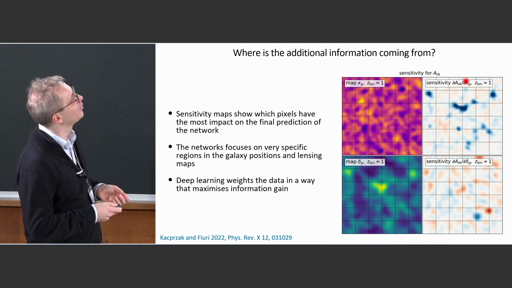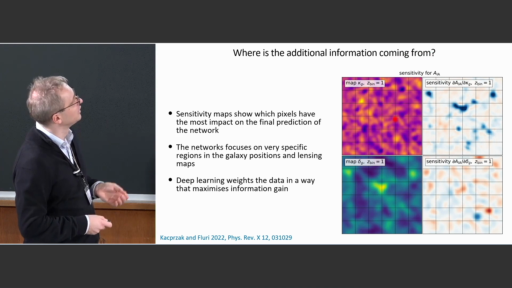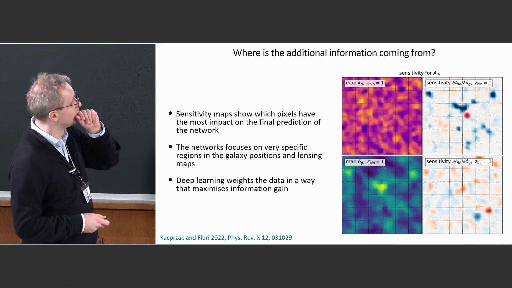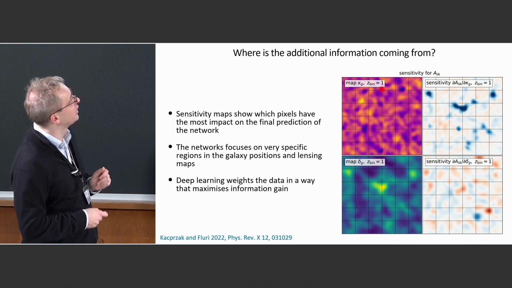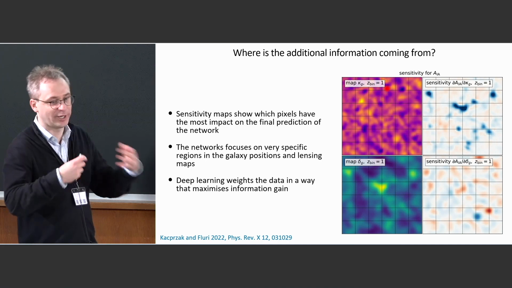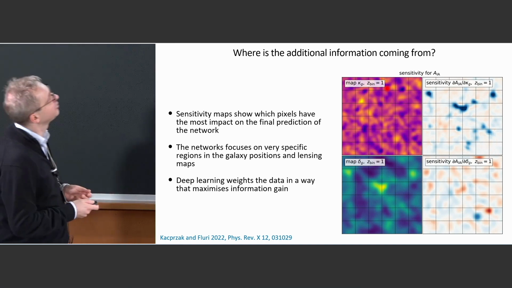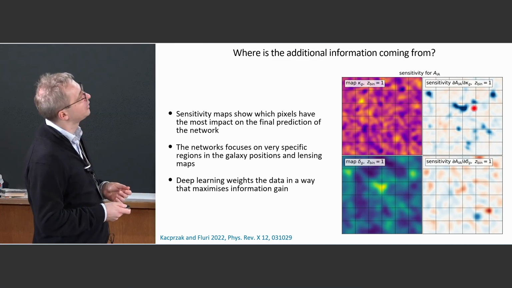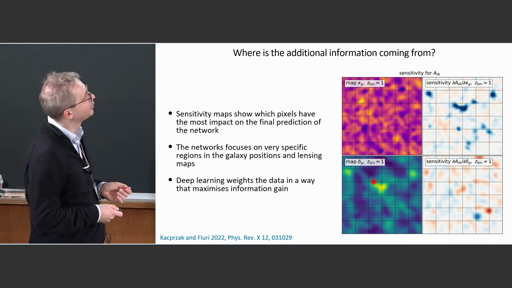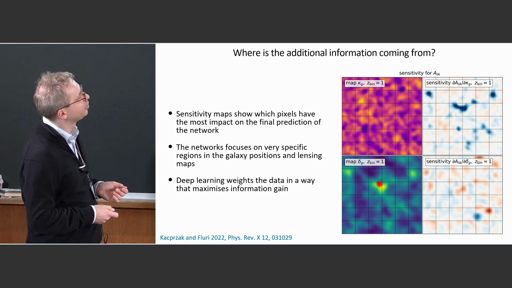So this is the sensitivity map as for lensing. So this is the lensing convergence. And if there's a pixel that lights up either red or blue, it means that this area in this map would have higher weight on the final result. So where did the network start to take information from? Well, these blobs, which also correspond to the blobs in the galaxy clustering map.